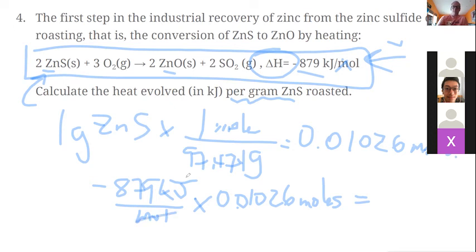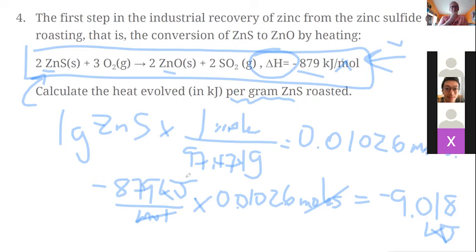Moles go away. And so it's minus 879 times 0.01026. So how much heat is that? Negative 9.01779 kilojoules. And I think that's it.